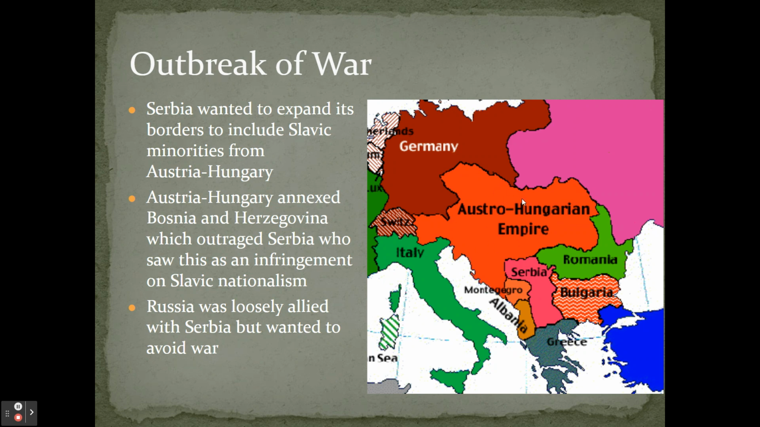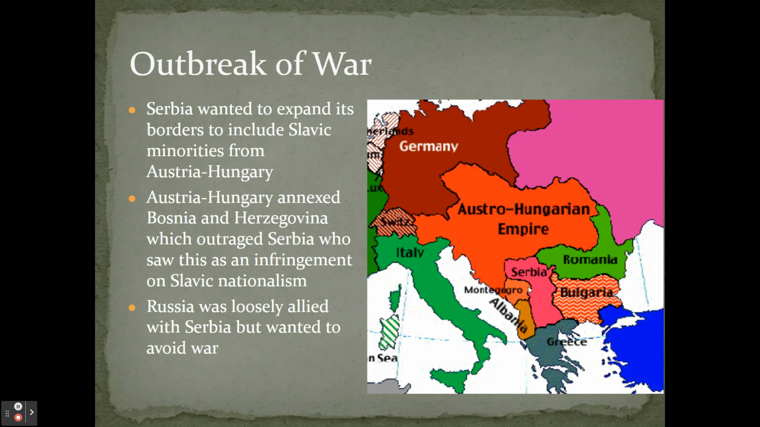Austria-Hungary doesn't want that. They want to keep their empire. They want to be powerful. And so rather than allowing those people to become independent, they took over new territory, which was Bosnia and Herzegovina, right here. This was kind of like throwing it in Serbia's face. Serbia felt outraged by this, that this was an infringement on Slavic nationalism. And so there's going to be tension between Austria-Hungary and Serbia over this issue.